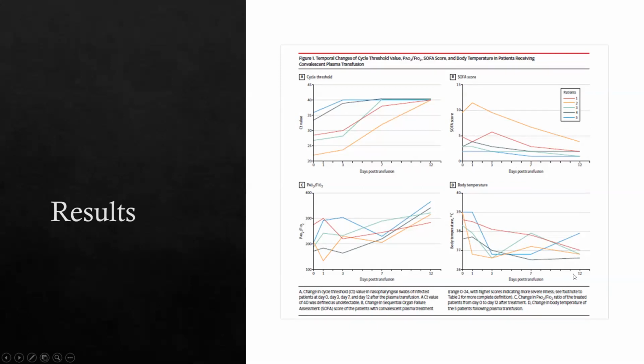So they saw that following plasma transfusion, body temperature normalized within 3 days in 4 of 5 patients. Their SOFA scores decreased, their P to F ratio increased within 12 days. Their viral loads also decreased and actually became negative within 12 days after transfusion. And then neutralizing antibody titers increased as well. In 4 of the patients, ARDS resolved 12 days after transfusion. 3 patients were able to come off of mechanical ventilation within 2 weeks of treatment. 3 were able to actually be discharged from the hospital, and 2 are in stable condition 37 days after the transfusion.